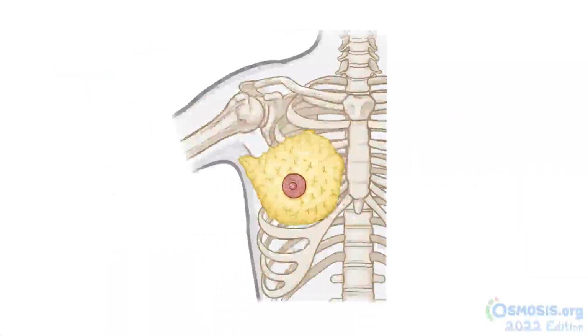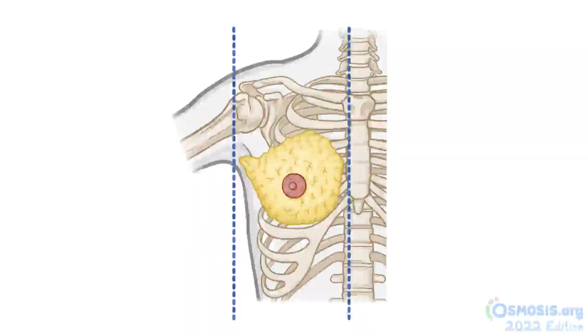Each breast has the following boundaries: transversally from the lateral border of the sternum to the mid-axillary line, and vertically from the 2nd through the 6th ribs.